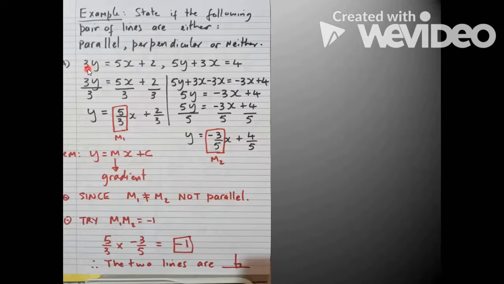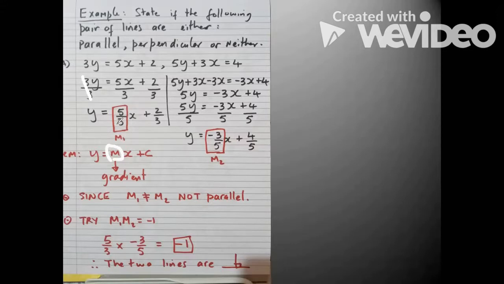So what we do, for this equation on the left hand side, we divide everything by 3. The 3 cancels out, leaving the y. So we have 5 over 3 x plus 2 over 3. So remember, it's y equals mx. Any number beside x is a gradient. So the gradient for the first line is 5 over 3.